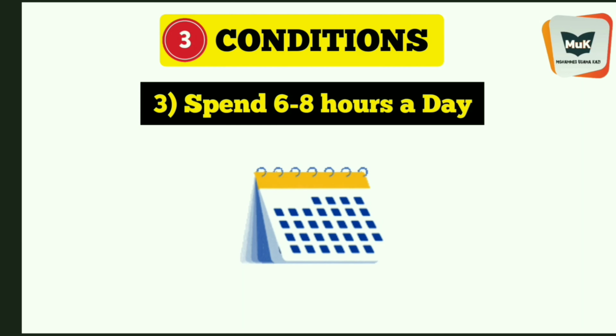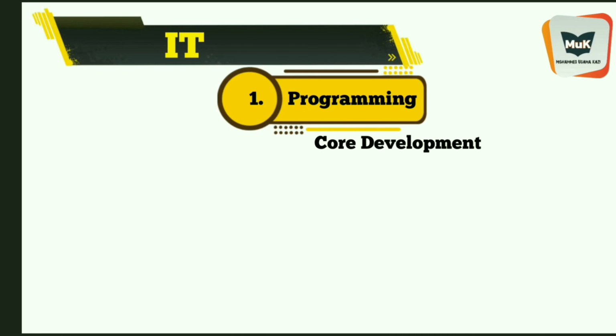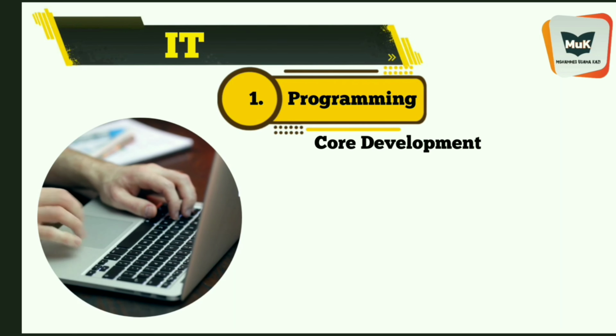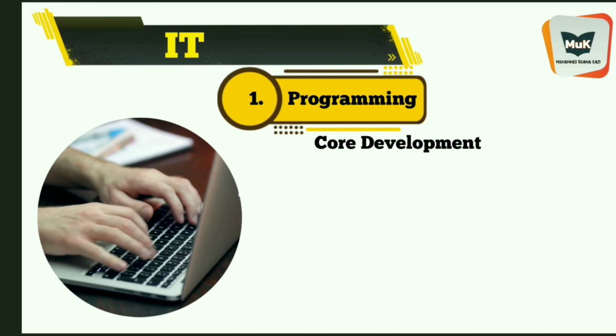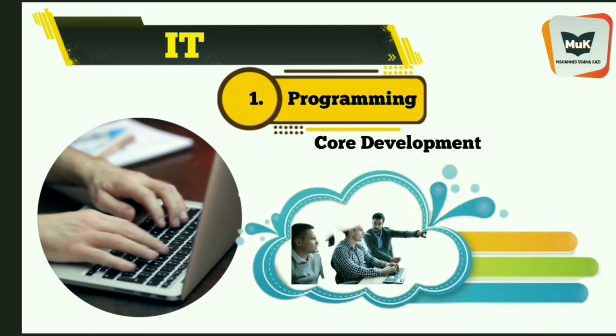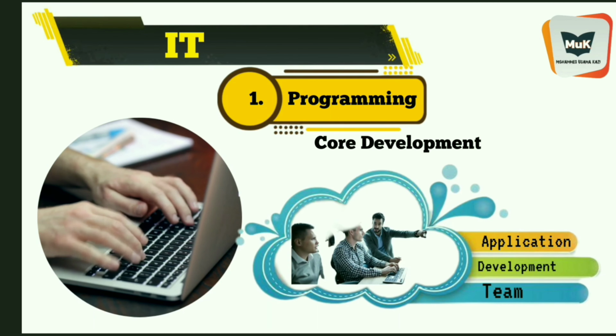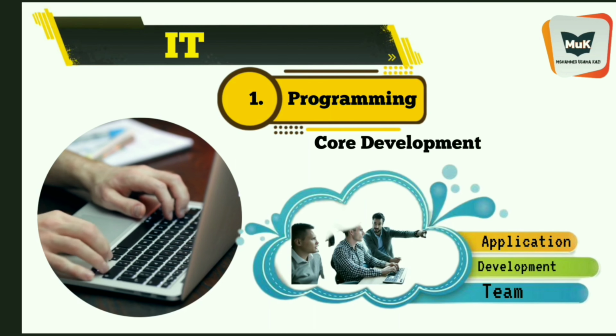To make this understanding simple, I will divide the IT stream into 3 categories. The first is programming, that is core development, where you have to write the code and run the application. In that case, you will belong to a team called the application development team. Now, what does that actually mean?